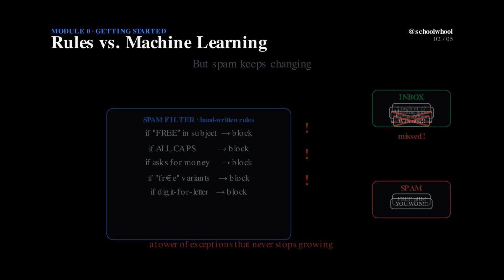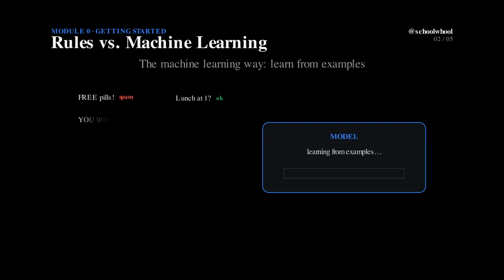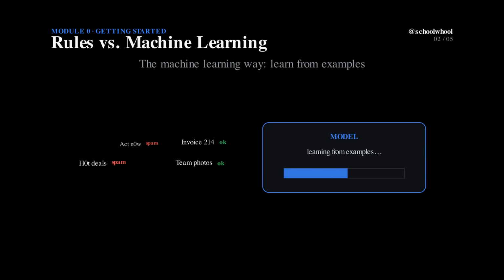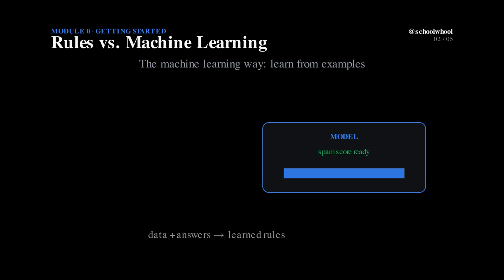Now let us solve the same problem with machine learning. Instead of writing rules, we collect examples. Thousands of real emails, each one labeled spam or not spam. The computer studies them all and builds its own internal rules. A model that scores how suspicious any new message looks.